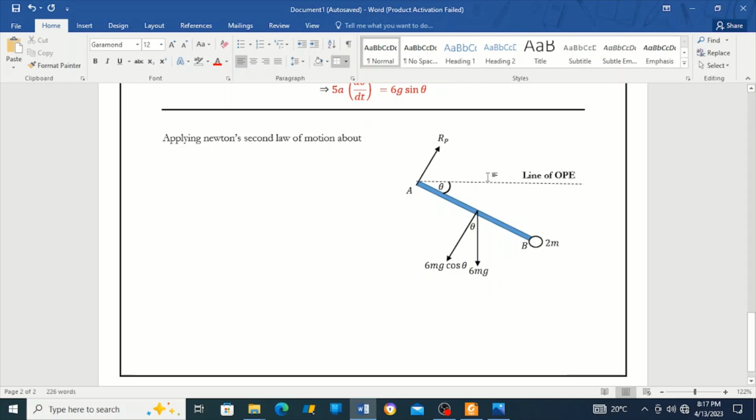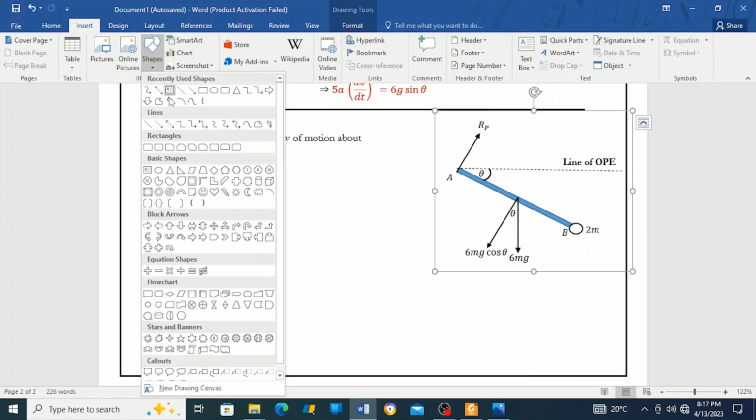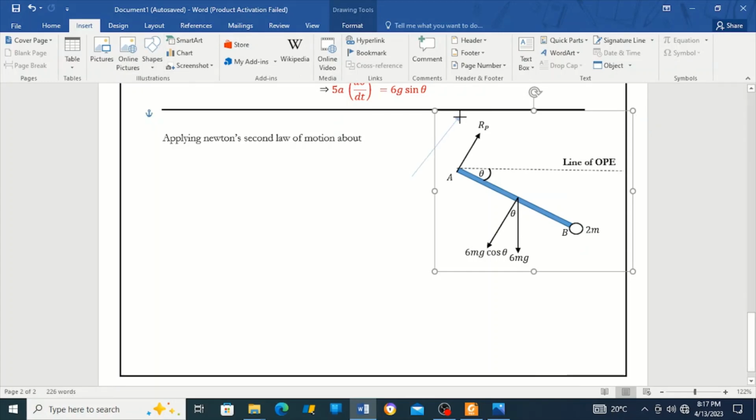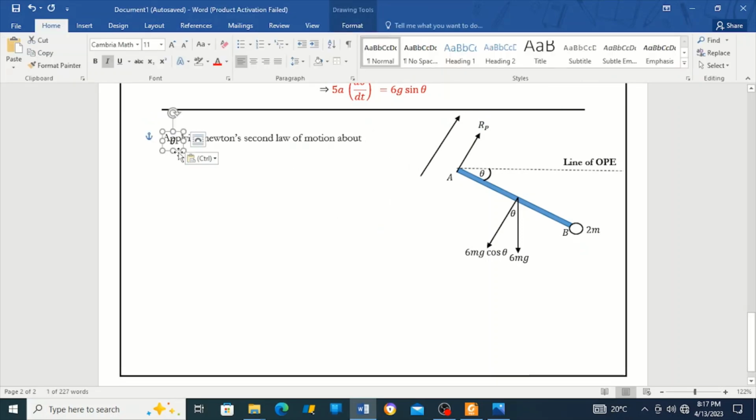About which axis? Let us be very specific. Let us name the axis that we are applying Newton's second law about. Let's say it is the axis y, where the y-axis is this axis that I have represented.